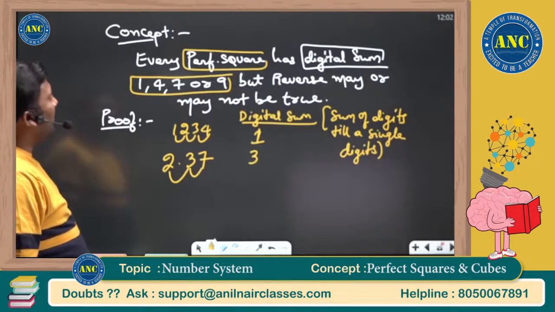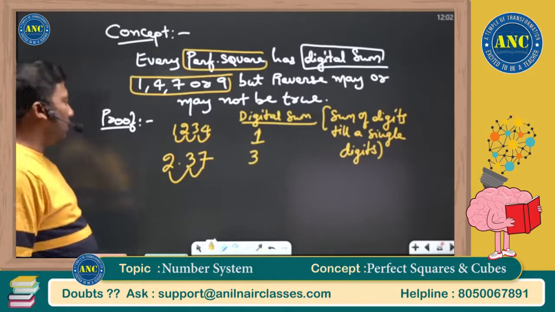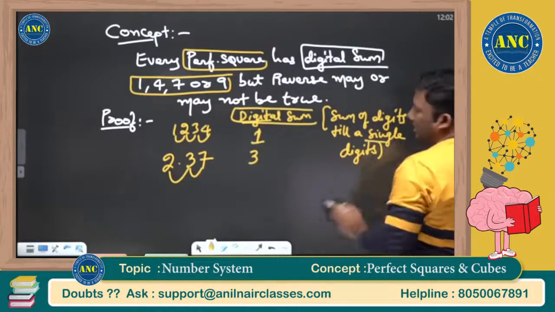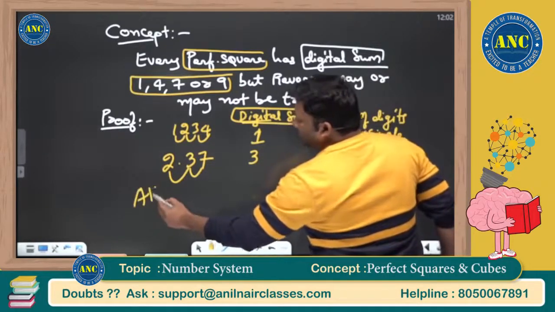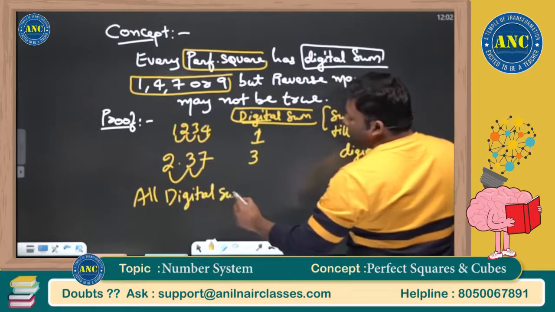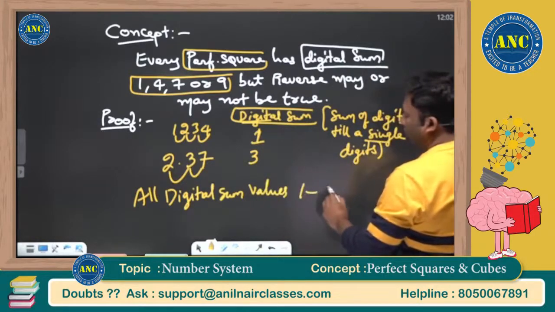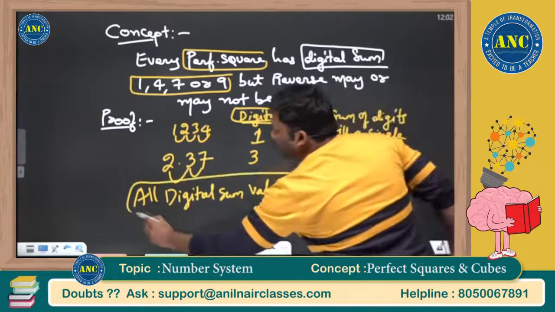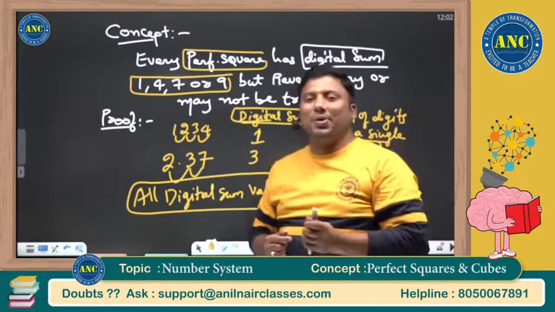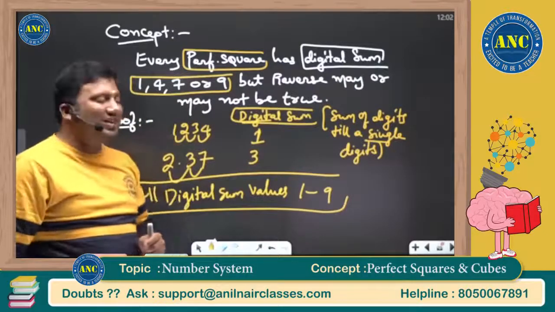Every perfect square has a digital sum of 1, 4, 7 or 9. But the reverse may or may not be true. Now, because the definition of digital sum is to continue till a single digit is obtained, all the digital sum values will range from 1 to 9. Why? Because we are summing the digits till a single digit is obtained. 0 is not possible.